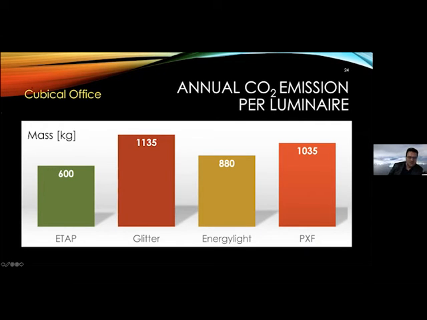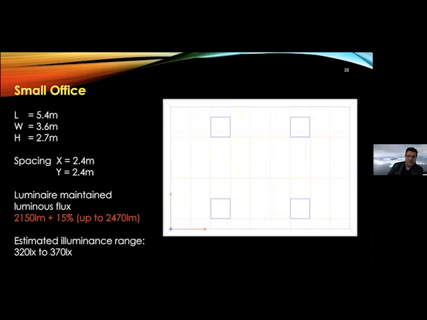So this is the annual, okay? Every year, this will be the CO2 emission per luminaire. So we've got 2 luminaires in this model. This is the ETAP, this is the cheap one. You can see that cheap products are actually harming us quite badly in terms of being responsible for CO2 emission. But the bigger the office space, the more efficient the lighting systems are, because we are reducing the effect of light being absorbed by walls.